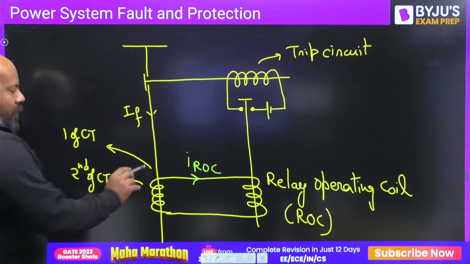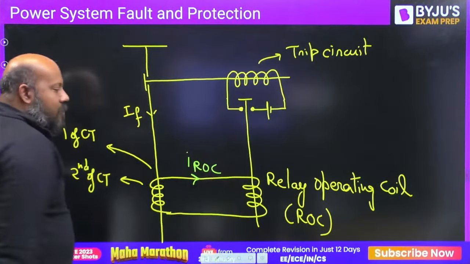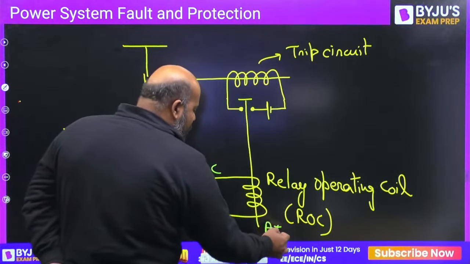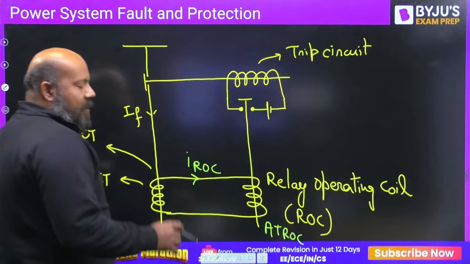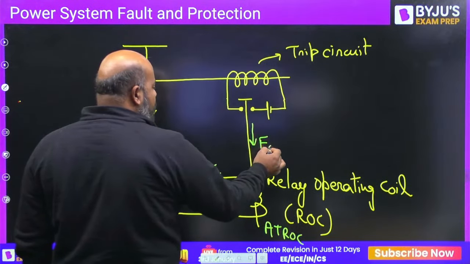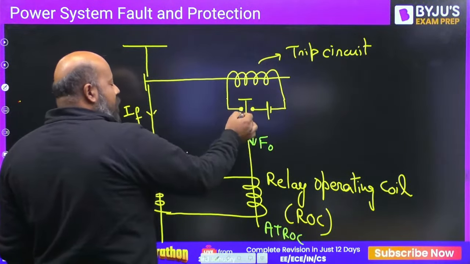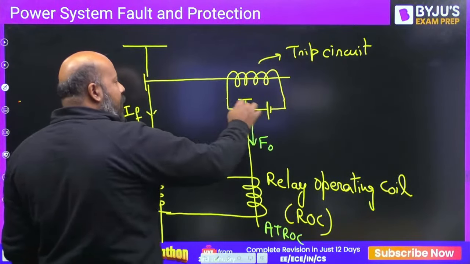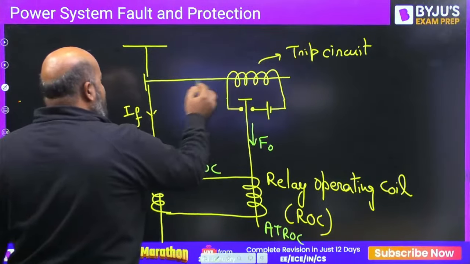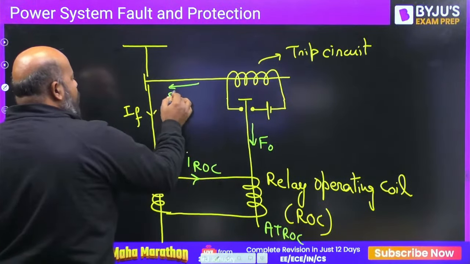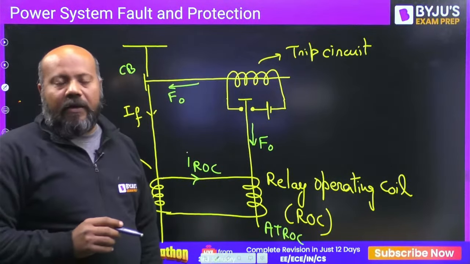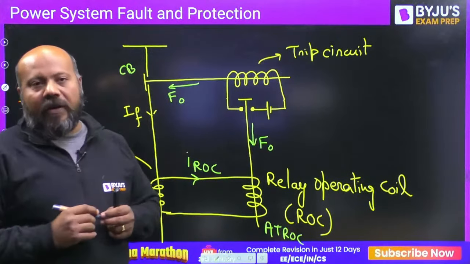Yes or no? When this ROC current flows in the relay operating coil, it will have some MMF. If the ampere turns of the ROC are enough to generate an operating force in this direction, what will happen? This trip circuit is going to be closed and current is going to flow in the trip circuit. Current flowing in this trip circuit will cause a force so that the circuit breaker contacts will start opening, so that the circuit can be disconnected for the given fault condition.